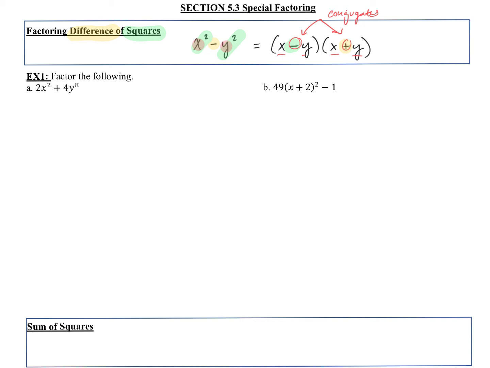So real quick, there is a typo. Go ahead, cross this one out. It should be 2x squared minus 8y to the 8th power. Alright, so first we're going to check for a greatest common factor. And since both of these two terms are even, we can go ahead and pull out a 2. So we have x squared minus, oops, sorry, that should be a minus 4y to the 8th.